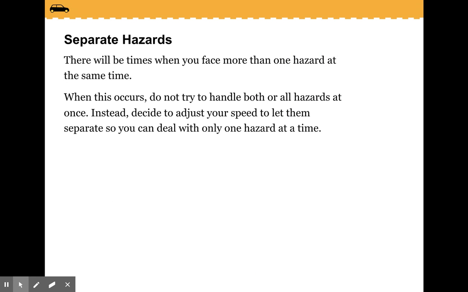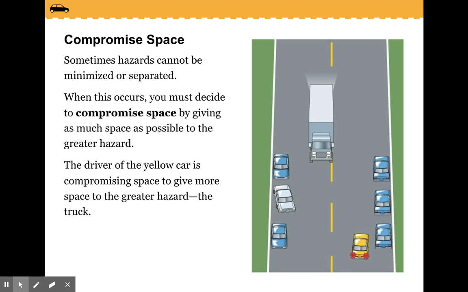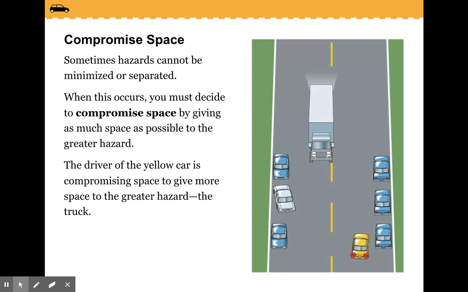There will be times when you face more than one hazard at a time. When this occurs, do not try to handle both or all hazards at once. Instead, decide to adjust your speed to let them separate so you can deal with only one hazard at a time. The driver in this traffic scene sees an approaching truck. Both are headed for the same one-lane bridge and meet on the bridge at the same time. To avoid trouble, what might the driver do to separate hazards?